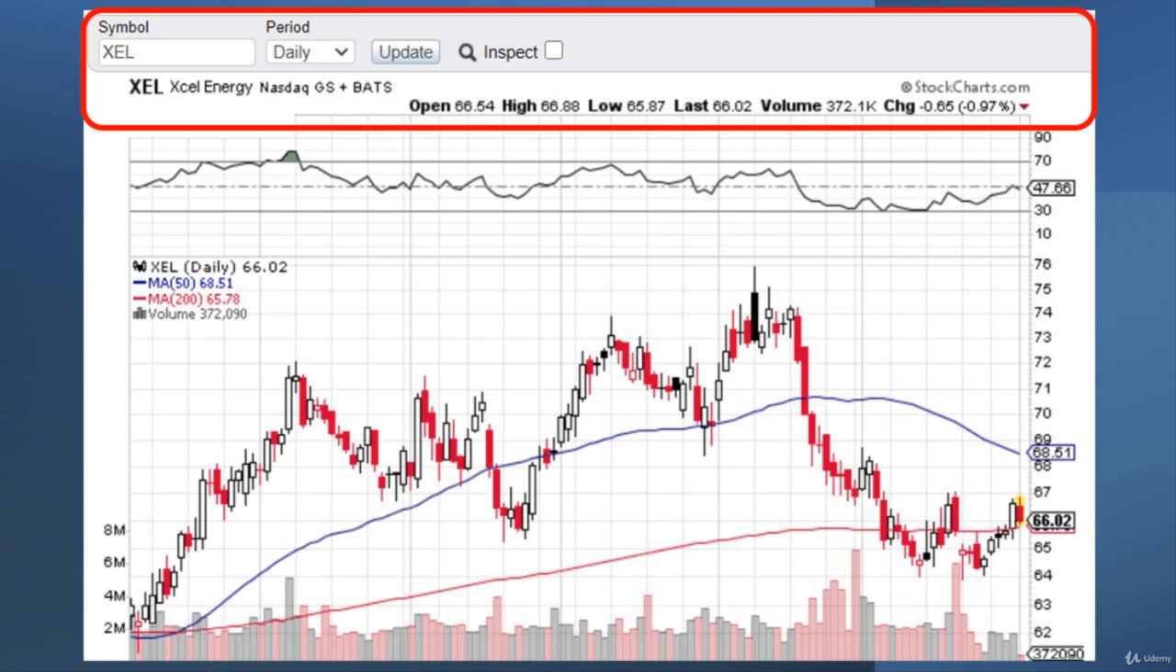And then the period: this is looking at daily prices. So when you look down at the chart, it's going to be daily, and you can see there's a little bit of information about Xcel, what its open price was, what its high was, that kind of stuff. So that's the basics to get it started on there.